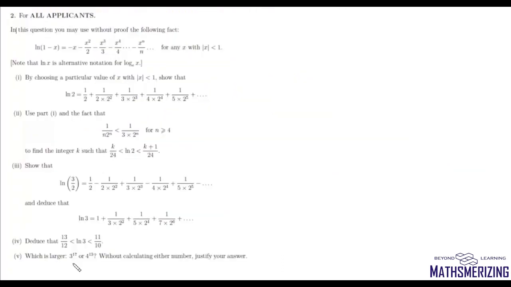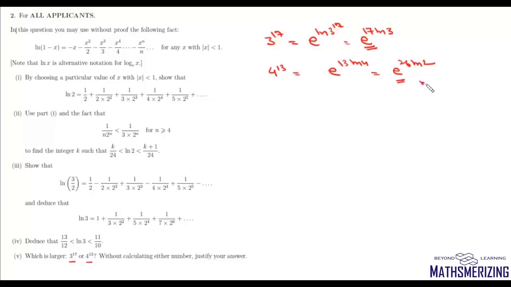Now in this fifth part we have to find which is larger, 3 to the power 17 or 4 to the power 13. Now we can write 3 to the power 17 as e to the power ln 3 to the power 17, or this is e to the power 17 ln 3, and in the same way we can write 4 to the power 13 as e to the power 13 ln 4 or e to the power 26 ln 2. Now since the exponential function is an increasing function.